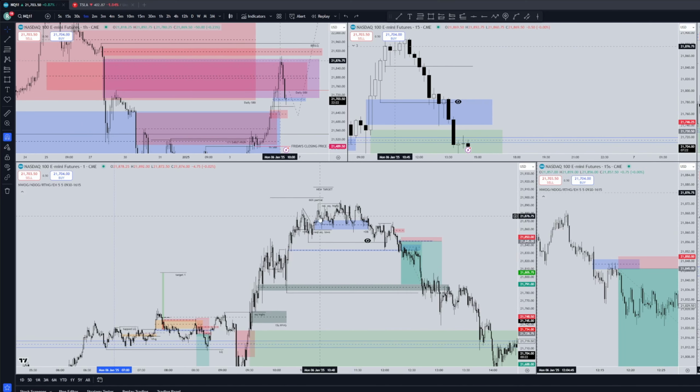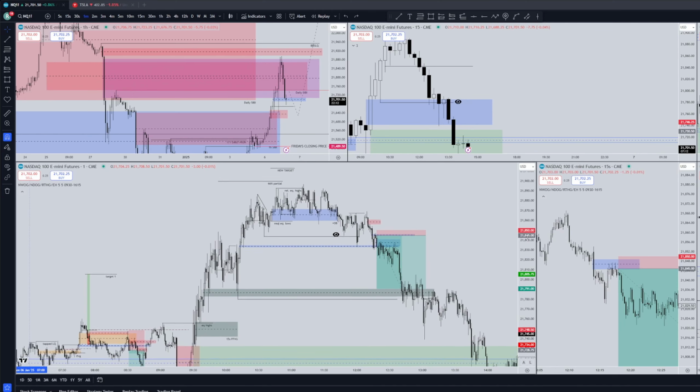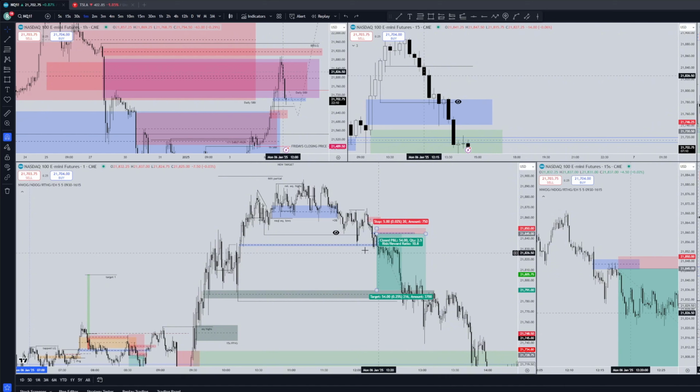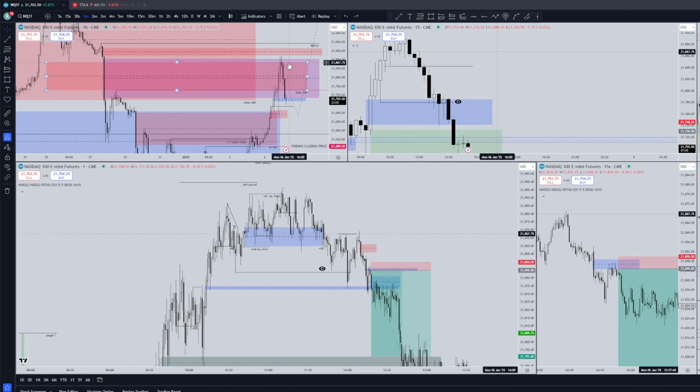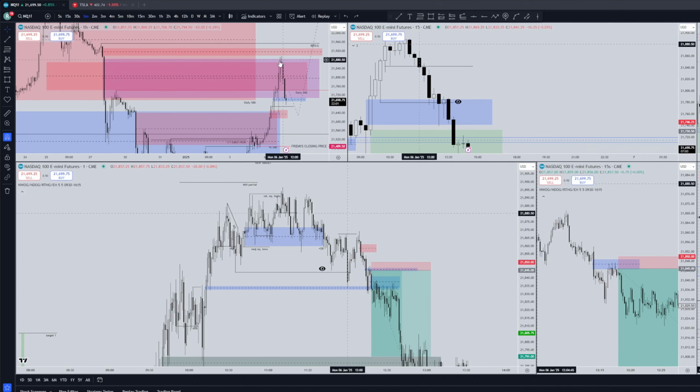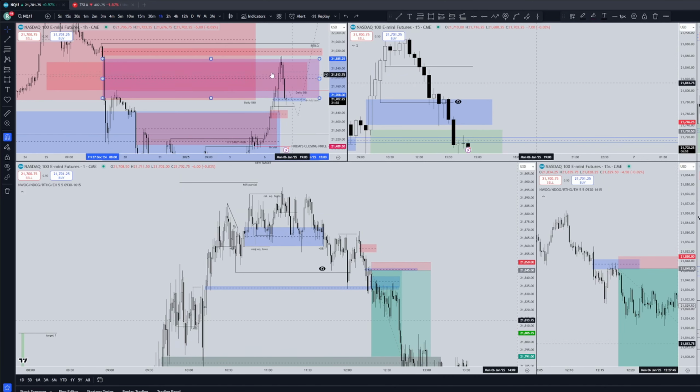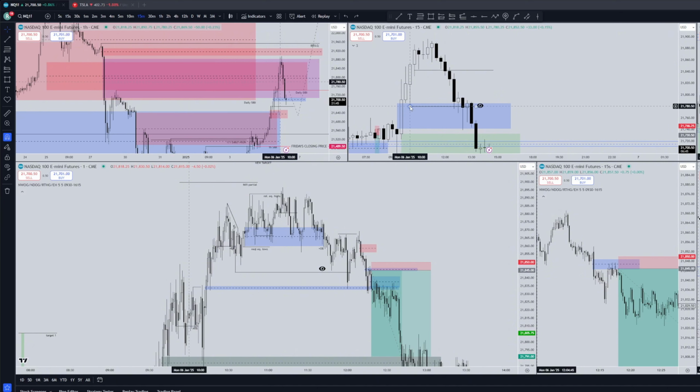I was live here for the morning session. We took some shorts early in the morning, and then some longs after 9:30 to catch some of this run. Closer to 11:30, I thought the market was going to go lower. So what did I wait for? I waited for some kind of fill. The inefficiency, this daily SIBI and this 1-hour SIBI, had fully filled. Price was slowing down. It took out relative equal highs here with this wick. It started displacing lower, creating market structure shifts on the 15-minute time frame.